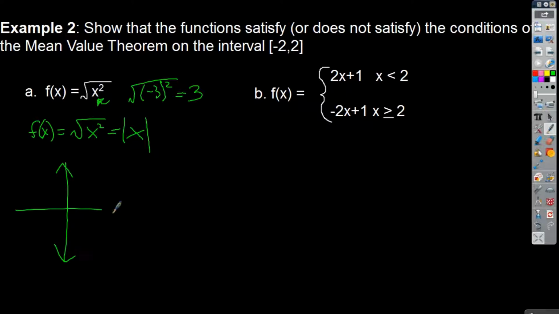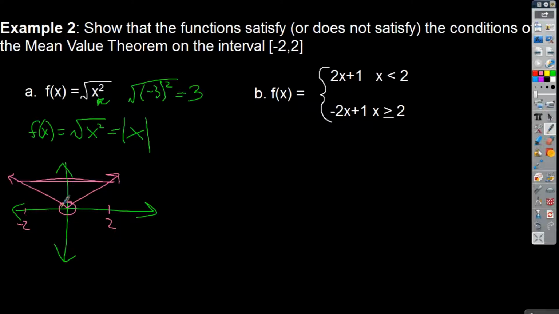Well, now let's look at the absolute value of x. The absolute value of x looks something like this. And if I consider that on -2 to 2, well, there is a point right here. Well, -2 to 2 is going to have a slope of 0, but I do have a problem right here.